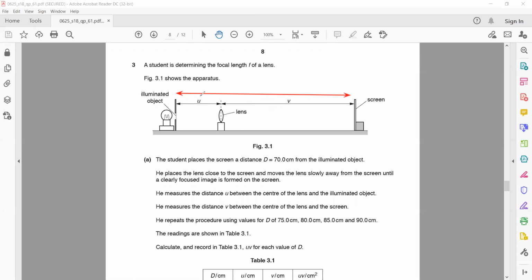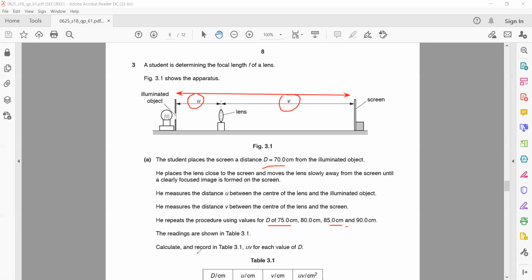You can clearly see that the object distance is smaller and the image distance is greater. So this will form an inverted and larger image than the object. He measured the distances u and v. He repeated the procedure with distance d. What is d? d is the distance between the screen and the illuminated object, meaning this. So he repeated with 75, 80, 85 and 90.